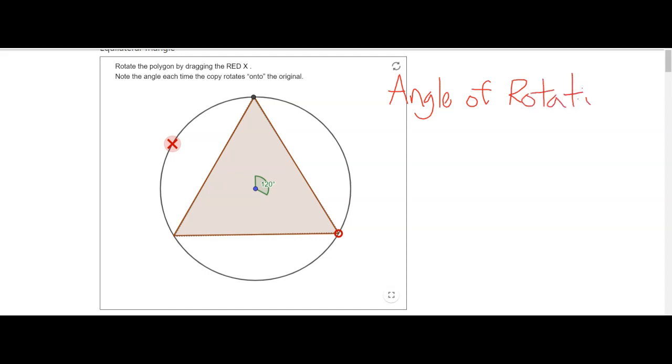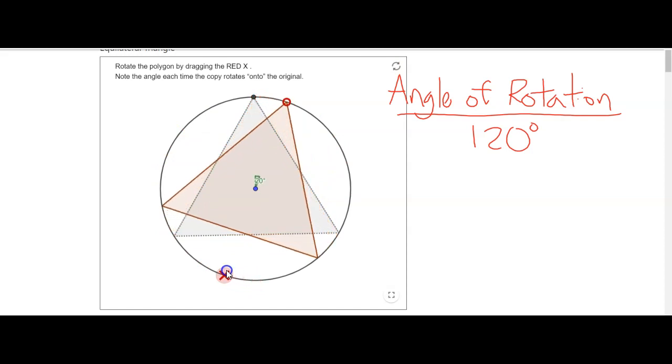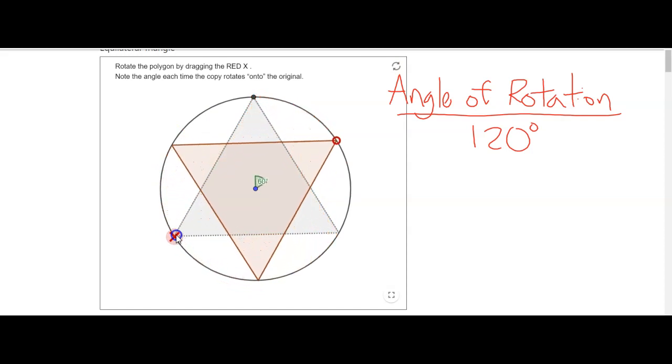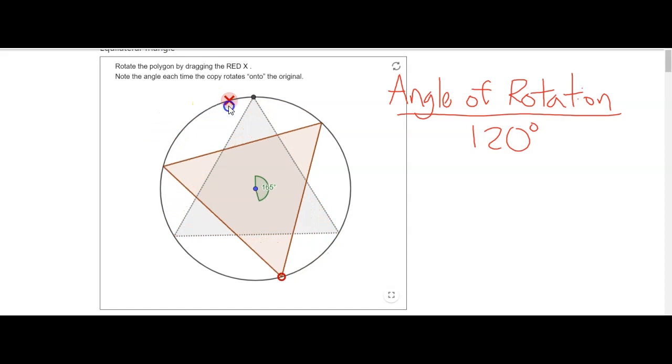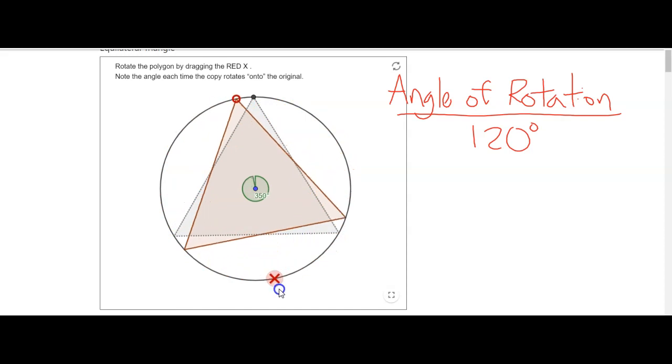The angle of rotation for an equilateral triangle is 120 degrees. That's because if I start back at the beginning, as I count up, it does not land on itself again until I get to 120. So 120 degrees is the smallest angle that I can rotate it for it to land on itself. And if I did another 120 degrees to get to 240, it lands on itself, and one more 120 degrees to get to 360, where it also lands on itself again.